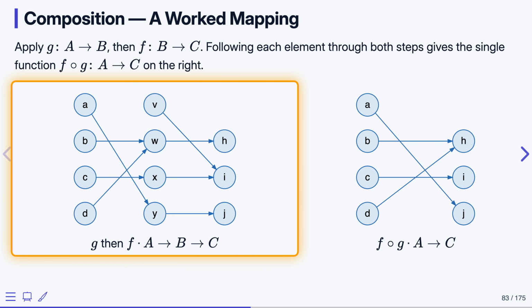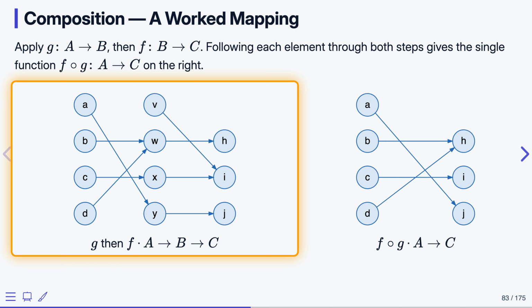Now a concrete example with small sets. The left picture does the 2 steps in a row. First g sends a to y, b to w, c to x, and d to w, then f sends v to i, w to h, x to i, and y to j. Now trace each starting element all the way through.